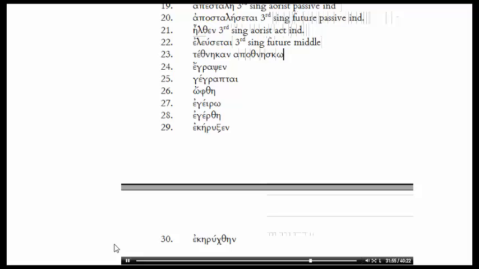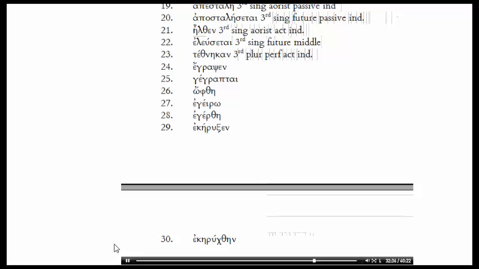So principal parts of apothnesko, apothnoo, apethanon is actually a second aorist, and tethneka. Okay, don't ask me why you don't see the apo in the fourth principal part, you just don't. Okay, so tethneka, this is the fourth principal part here, and you see the on ending suggests what? Third plural, what? Perfect active indicative.